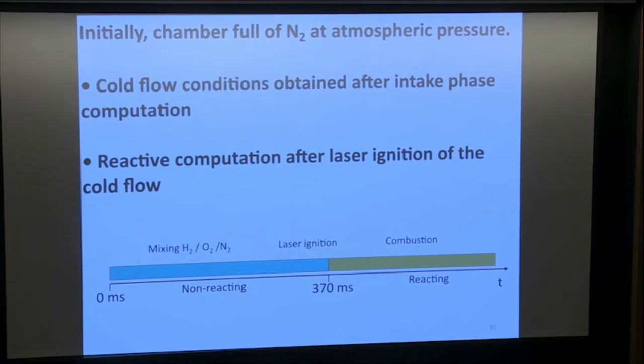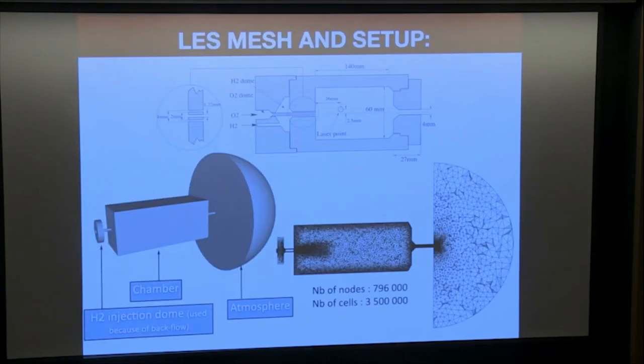You know, with LES, you don't compute 5 seconds. You don't even compute 1 second. When you compute 0.1 second, remember the time step is 10 nanoseconds. So when you have computed 0.1 second, you already have burned a lot of CPU time. So we had to find ways to do that that I don't want to describe here. There are ways to do that by speeding up the computation.